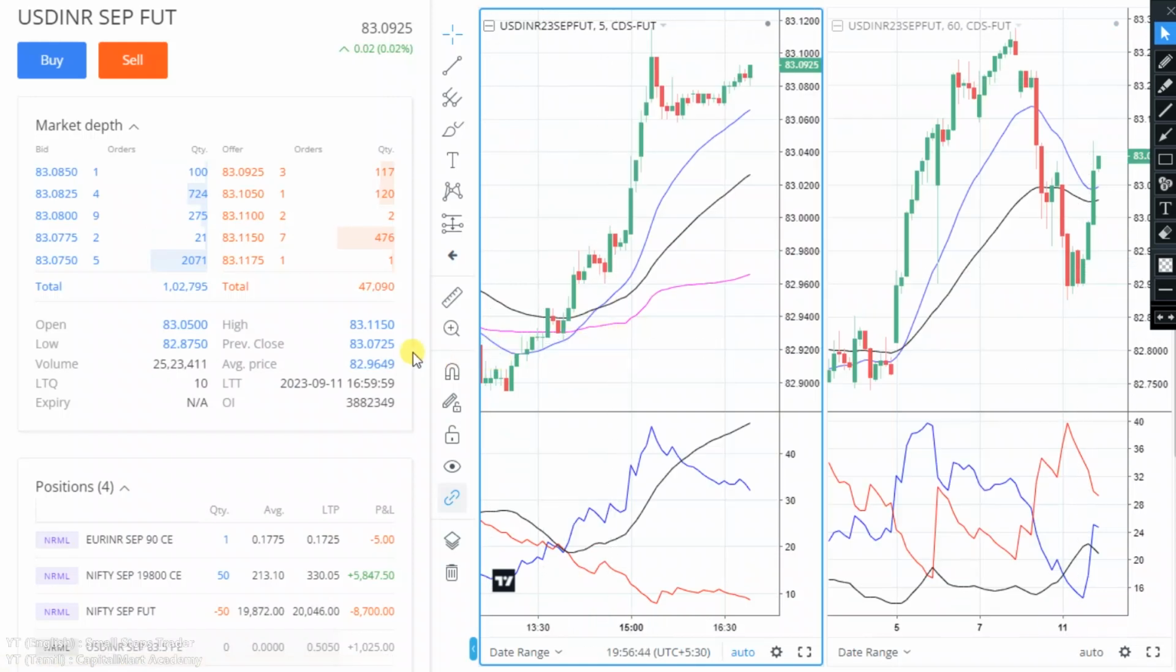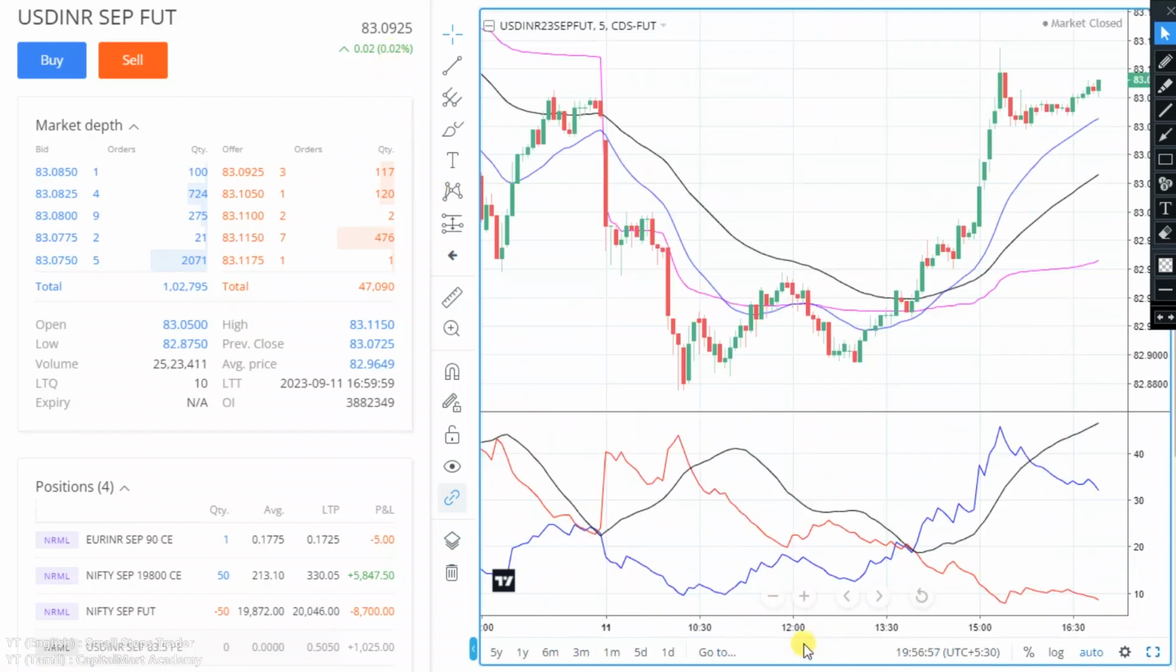USDINR previous close is 83.07, open 83.05, almost flat opening, but couldn't sustain. It has come down, and on a close-to-close basis it closed just 2 paise positive. If you see, it came down very well, then again similarly it has recovered completely. So a very good show we can see.